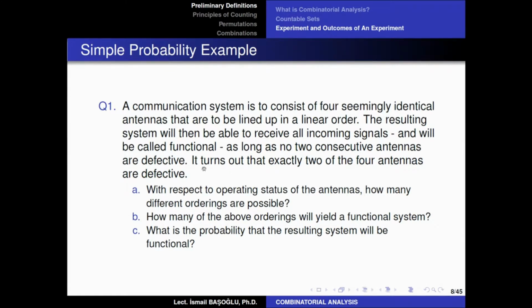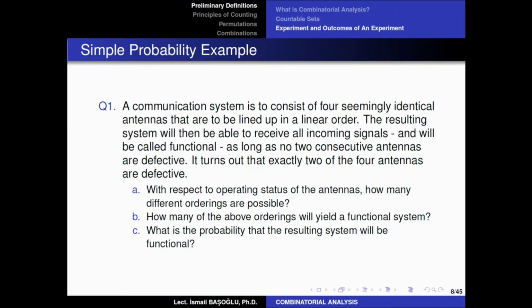Now, let's just say you have 4 antennas and you know exactly 2 of them are defective, but you do not know which of them are defective. Because the antennas look like each other, you cannot distinguish which antennas are defective and which antennas are functional.